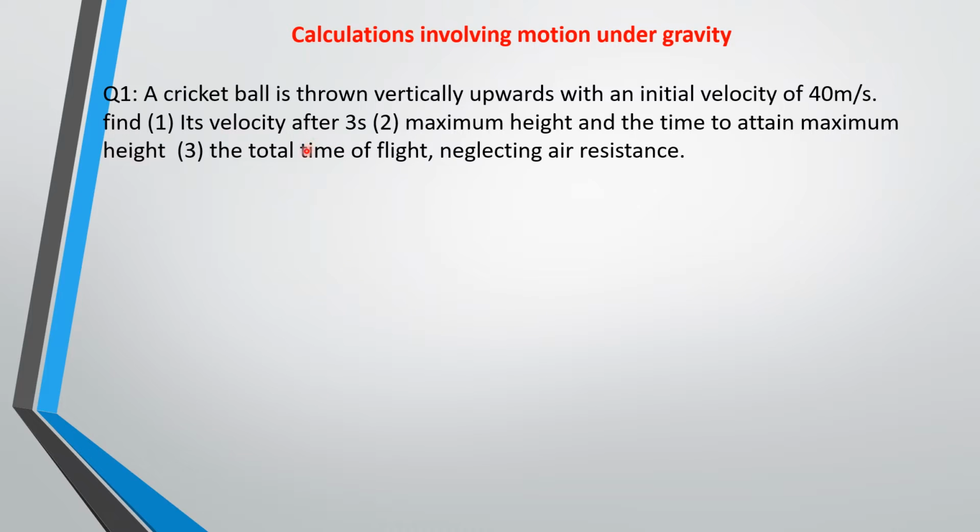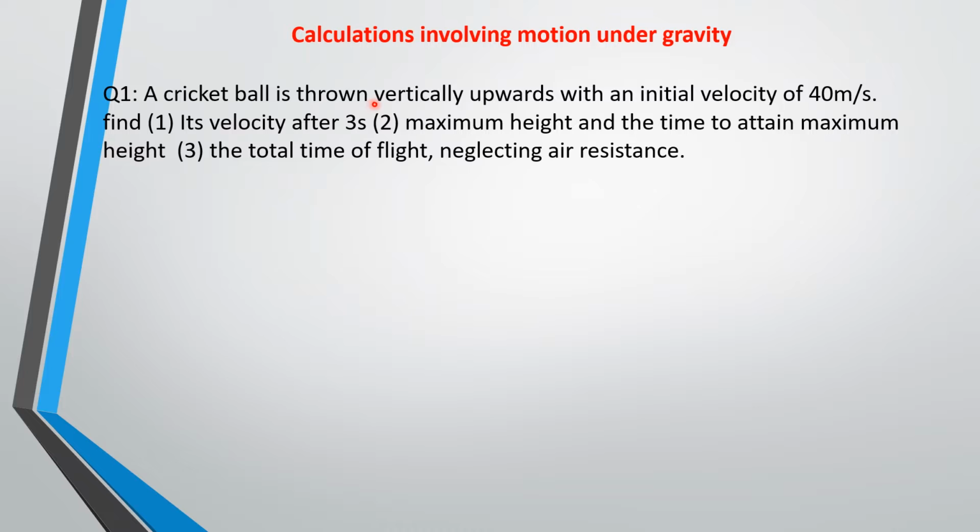So this is our first question under motion under gravity. The question says that a cricket ball is thrown vertically upwards with an initial velocity of 40 meters per second. Find one, its velocity after 3 seconds, two, the maximum height and the time to attain maximum height, and three, the total time of flight, neglecting air resistance. So there are 3 questions you are expected to answer. The first one is the velocity after 3 seconds.